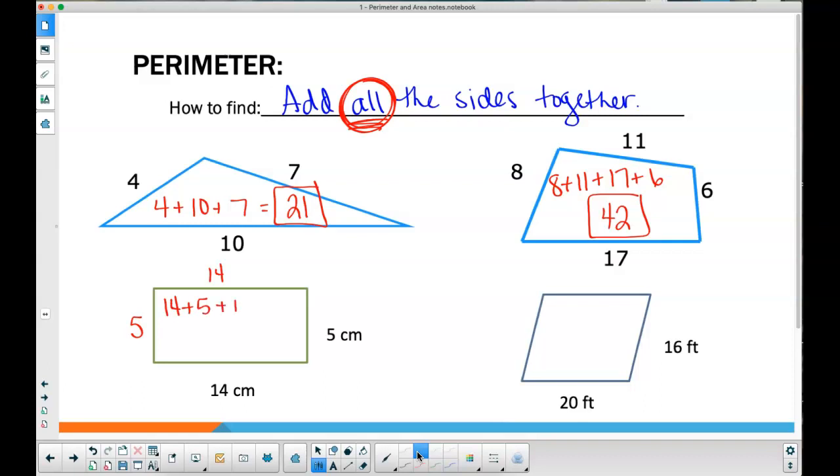So you have to remember it's all of them. 14 plus 5 plus 14 plus 5. So it's 38 centimeters all the way around it. Okay, so don't forget all of the sides.